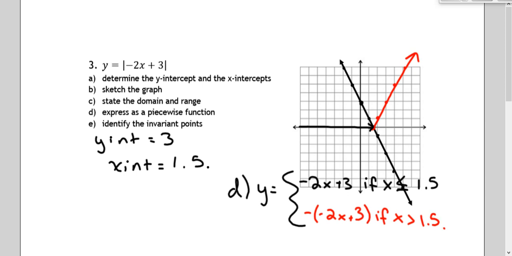So we did focus a lot on the piecewise functions because I think it's important that we understand it. So head off onto the assignment and let me know if you have any issues.